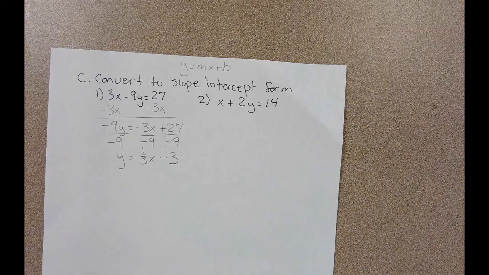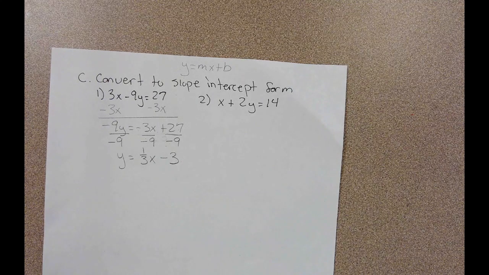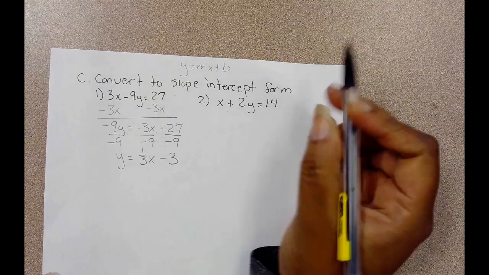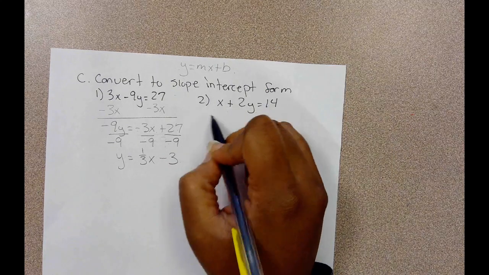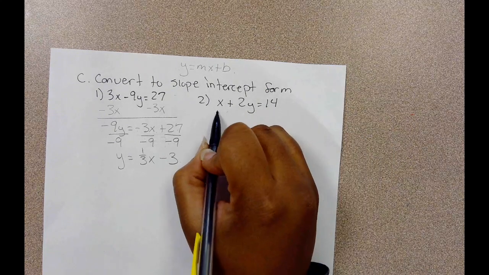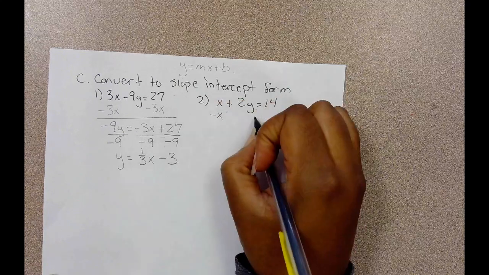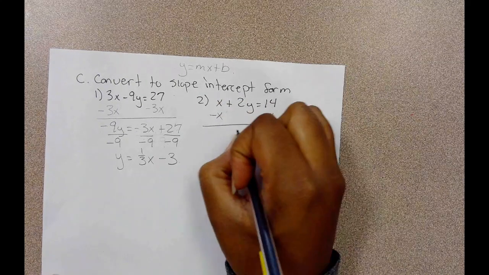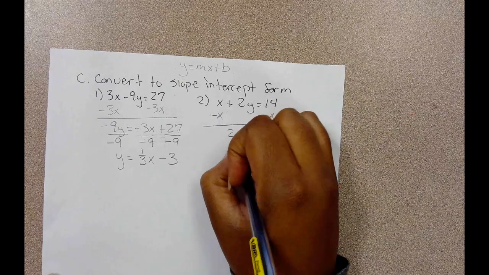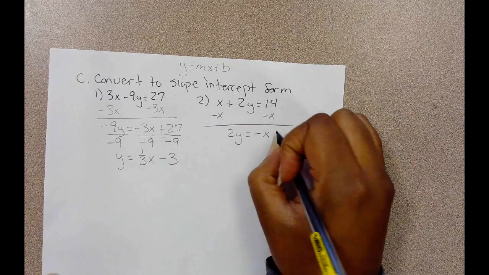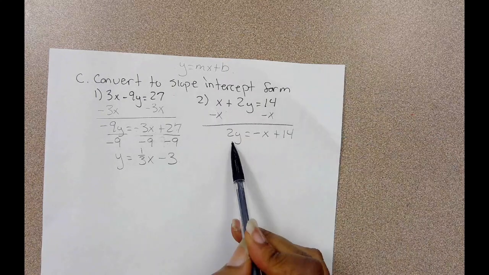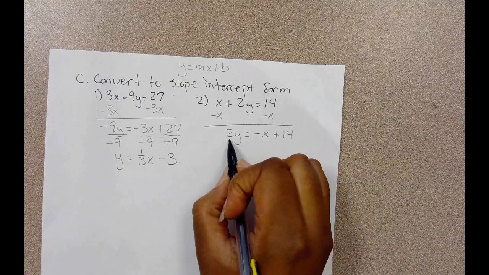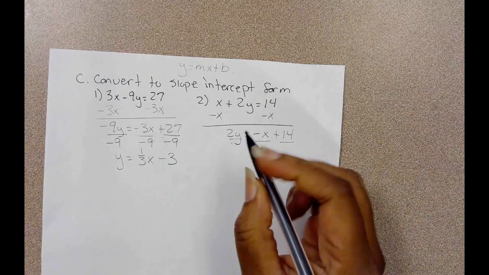Let's do that one more time, just to make sure we understand. So looking at my second example, I have x plus 2y equals 14. I know that slope-intercept form again is y equals mx plus b, so that tells me I need to move my x to the other side. This is a positive 1x, so I'm going to subtract x from both sides. And I'm left with 2y equals negative x plus 14. My coefficient here is 2. So that tells me I need to divide everything by the coefficient of y, which is 2.